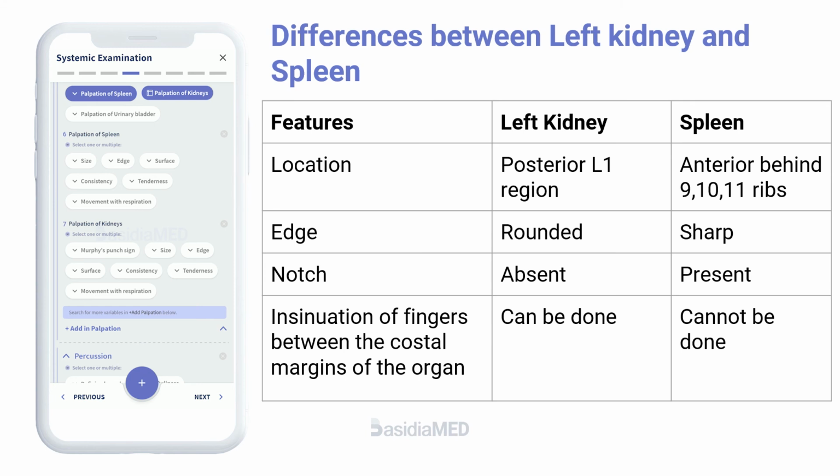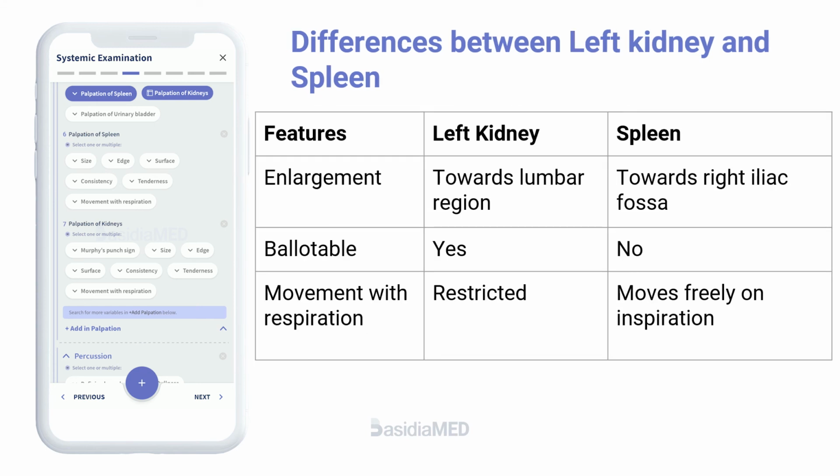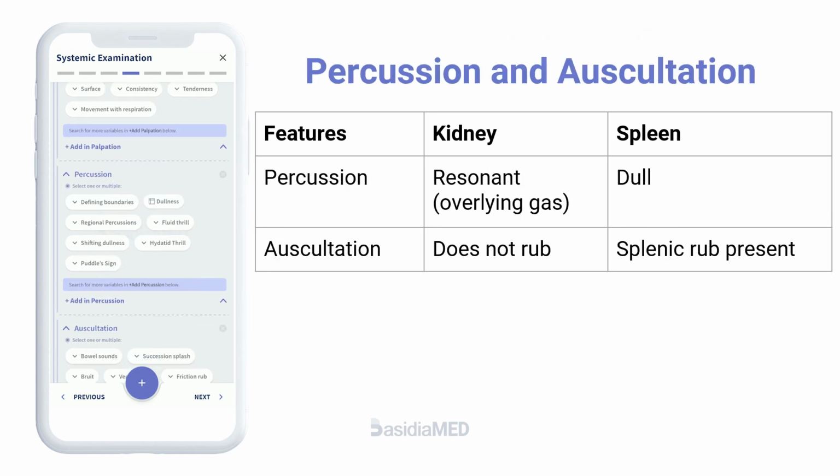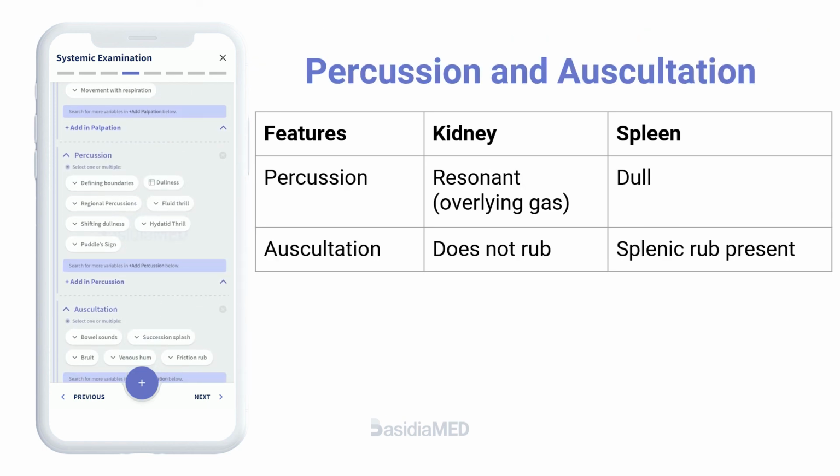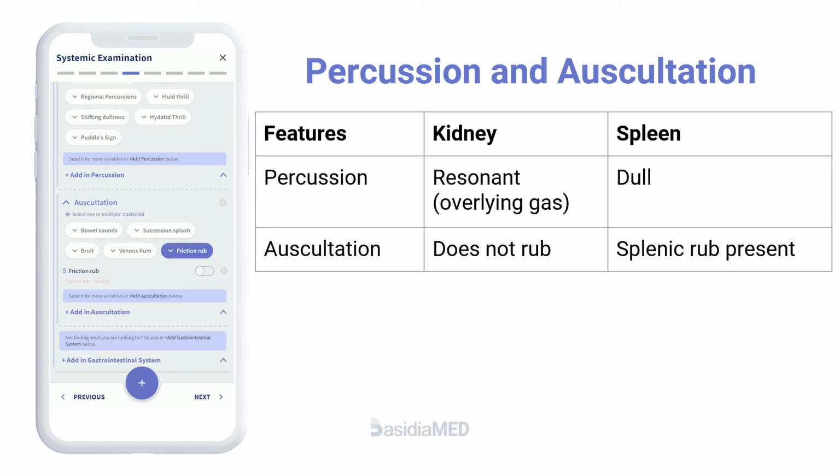which can't be done in the case of the spleen. The kidney enlarges towards the lumbar region, and the spleen enlarges towards the right iliac fossa. Kidneys are ballotable, while the spleen is not. The spleen moves freely on inspiration, whereas the left kidney's movement is restricted. The spleen should be dull to percussion, whereas the kidney can be resonant due to overlying gas. There is a splenic rub on auscultation, whereas the kidney does not rub.